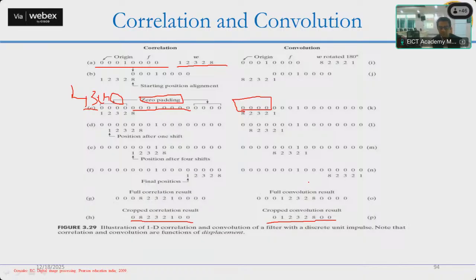Okay. Can we go on? Because correlation and convolution are the base of filtering. If it is clear, then please mention it, so that I can be confirmed that yes, you are following.